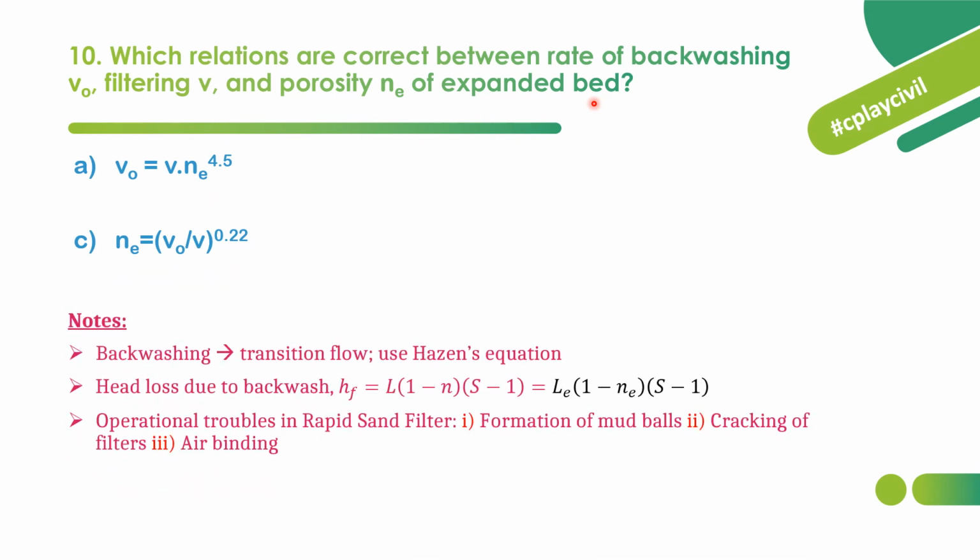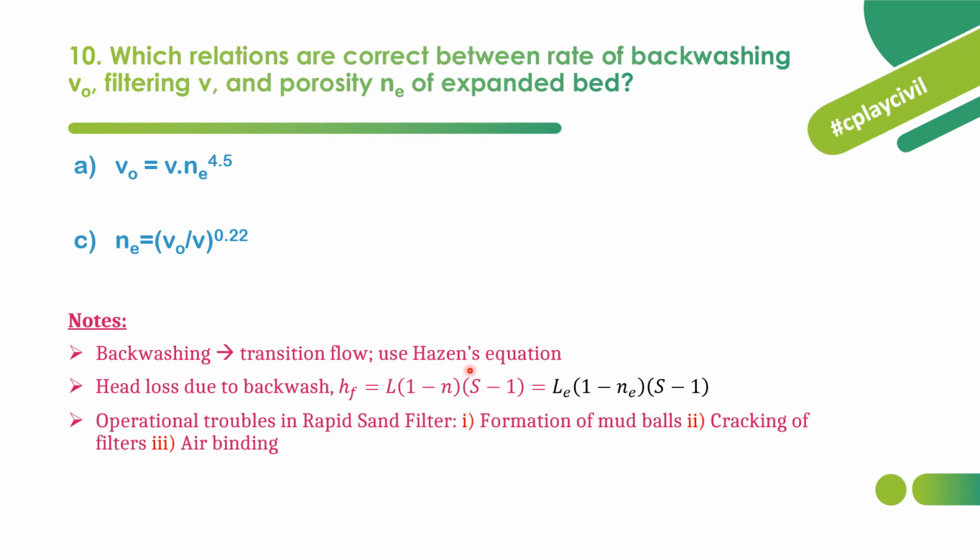Both are correct. One is V suffix naught, that is the rate of backwashing, equal to V into Ne power 4.5, or we can use this relation: N is equal to V naught by V into V power 0.22. So these two relations are correct in case of a rapid sand filter under expanded bed condition. This also comes under the kinetics of filtration. Similarly, we have seen the Karman-Kozeny equation and the backwashing. During backwashing, the flow condition will be a transition, neither laminar nor turbulent flow; it lies between the two, so the transition flow condition will be prevailing.